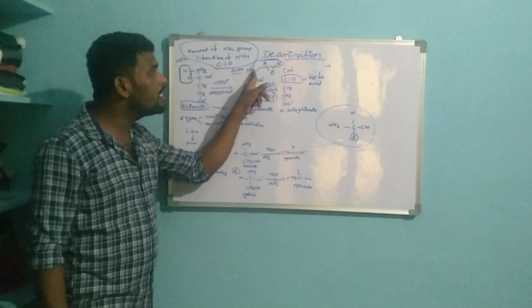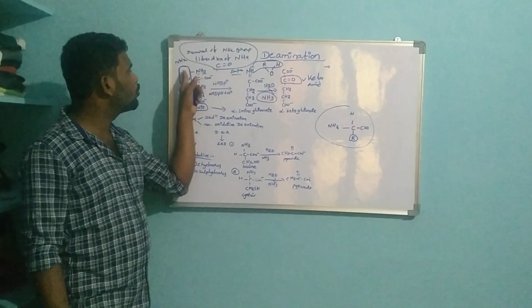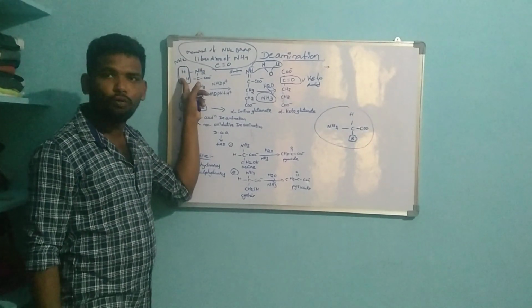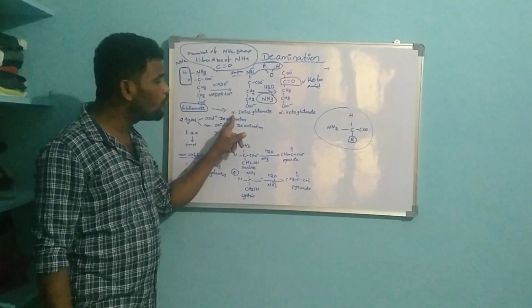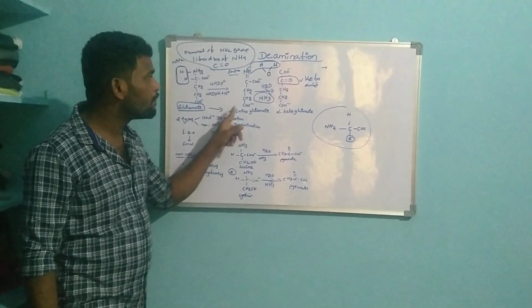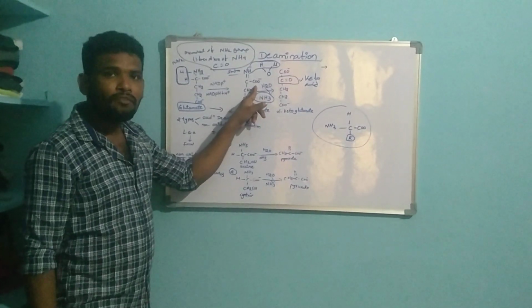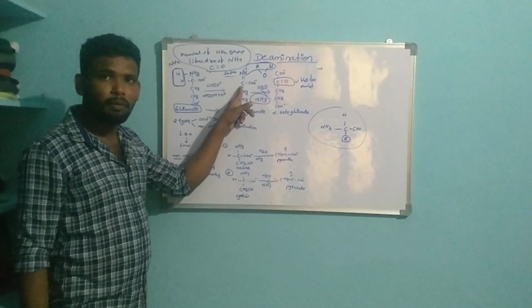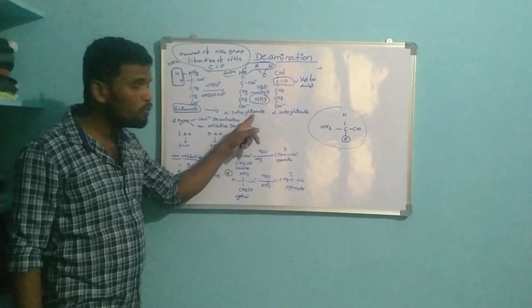Imino is nothing but the NH position. Why? Because the two hydrogen molecules are liberated out. So why do we call it the alpha position? The functional group is very near to the central carbon, and that is known as alpha iminoglutarate.